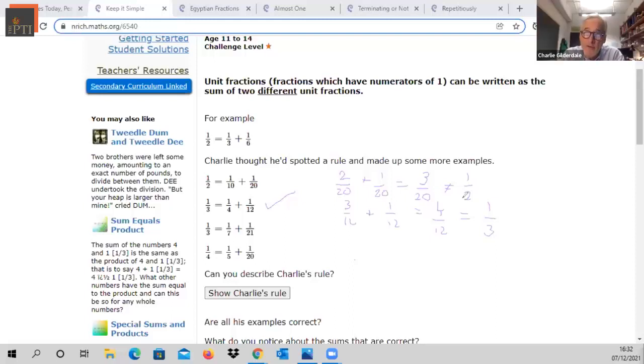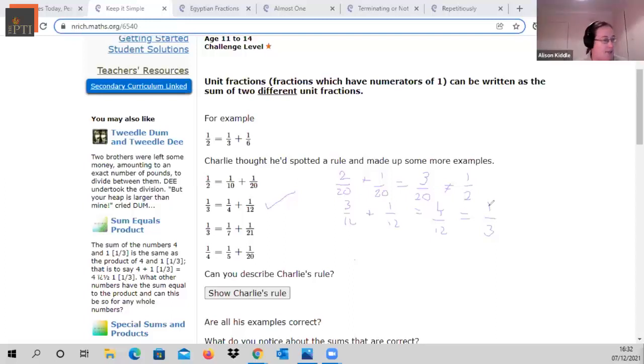Yes, and I think when we wrote this problem, we quite liked that Charlie didn't get the rule completely right initially, and that this is what mathematicians do. They try things out and then they fine tune.